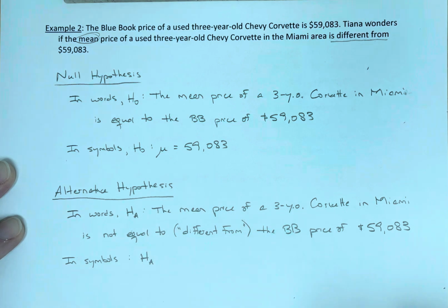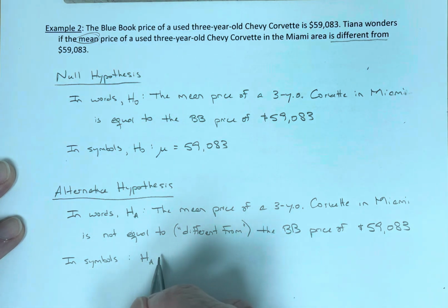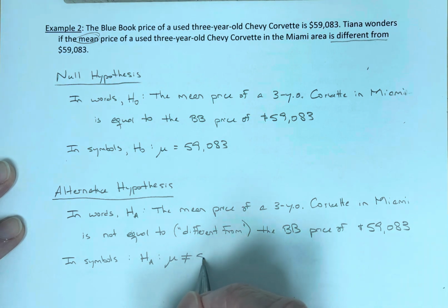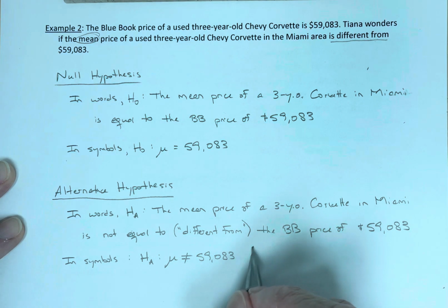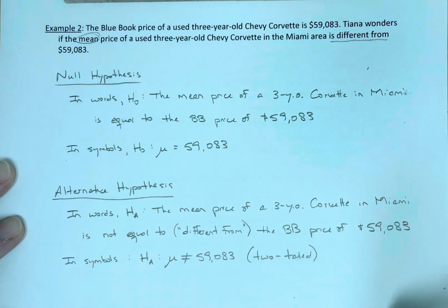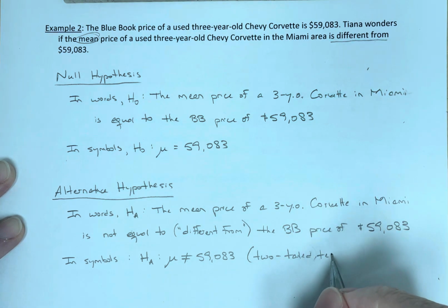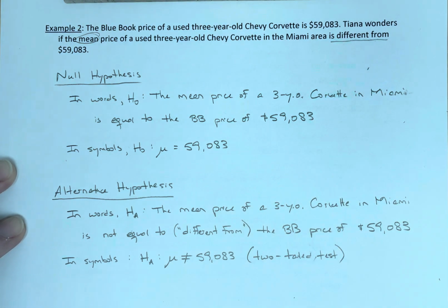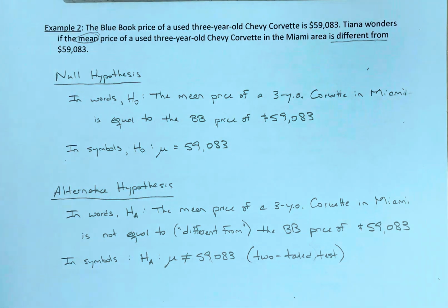Okay, in symbols. H alternative hypothesis, H sub A or H sub 1. The mean is not equal to 59,083. It's not equal to, so this is going to be a two-tailed test. Once we get there, we'll talk about how we do two-tailed tests coming up. So there you have it, a look at how we write both in words and in symbols the null hypothesis and the alternative hypothesis.